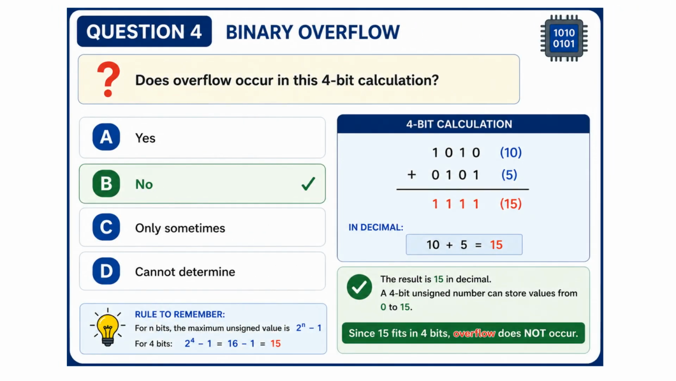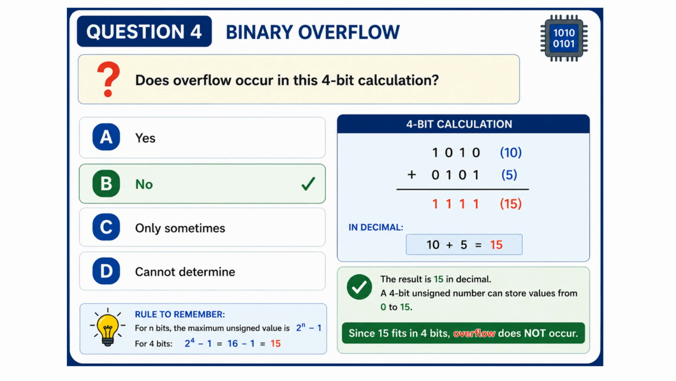Let's solve this binary addition step by step. The question is, does overflow occur in this 4-bit calculation? We are adding 1010 and 0101. In decimal, that is 10 plus 5. The binary answer is 1111, and 1111 equals 15 in decimal.